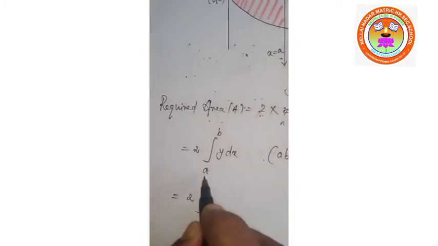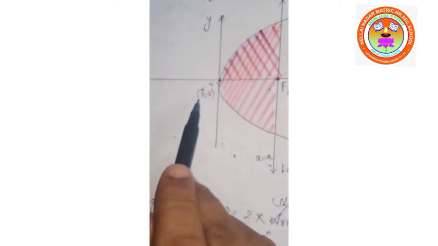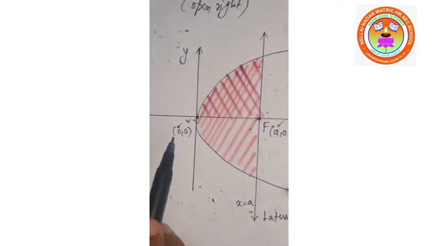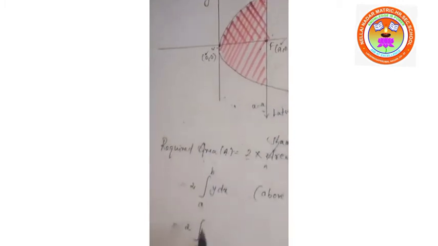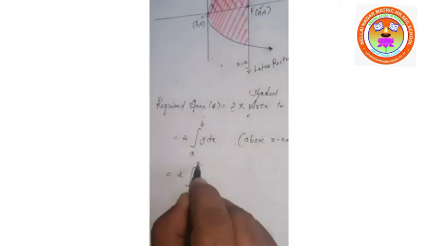To starting limit, ending limit. In this region, what is the starting limit? You have to consider only the x coordinate. What is the x coordinate? 0. Here the x coordinate is a. 0 and a. This is the lower limit, so upper limit.